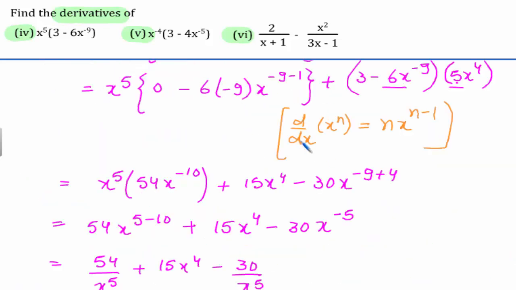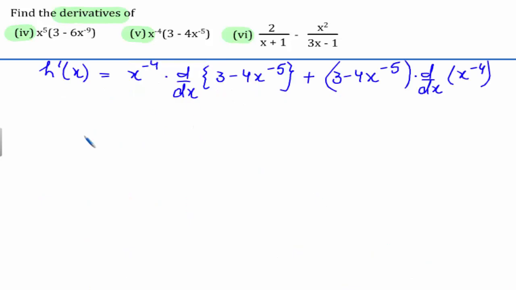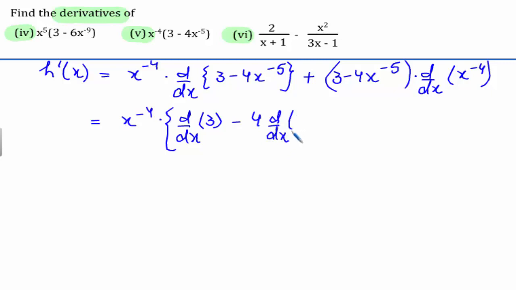Now this is equal to x raised to the power minus 4 into derivative of 3 with respect to x minus 4 times derivative of x raised to the power minus 5 with respect to x, plus 3 minus 4x raised to the power minus 5, and the derivative of x raised to the power minus 4 with respect to x is given by minus 4 into x raised to the power minus 4 minus 1.